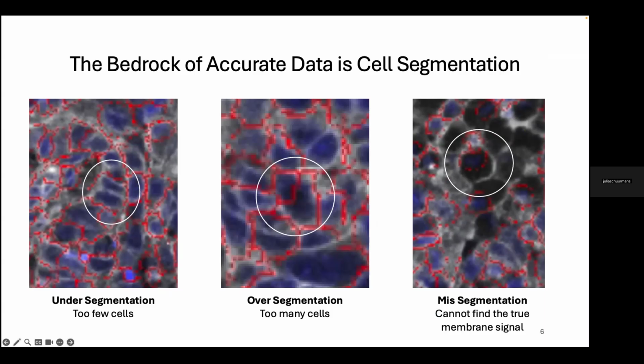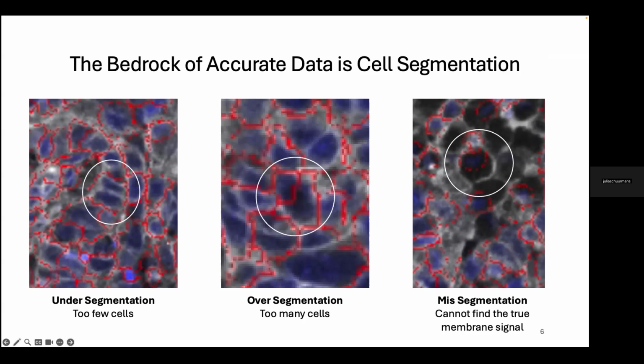The next step, we have over segmentation, where in this case here, the DAPI, which stains the nucleus, is very dark in the center. This is a large tumor cell, and the nucleus is quite large. The algorithm doesn't quite understand that this is just one cell, and it believes that the space in the middle is dead space and draws a line through it, making it two cells. This is also a problem.